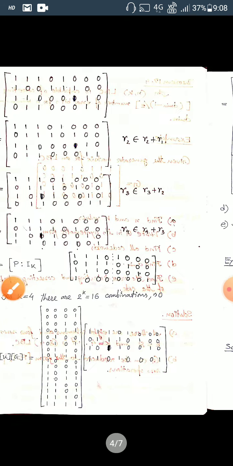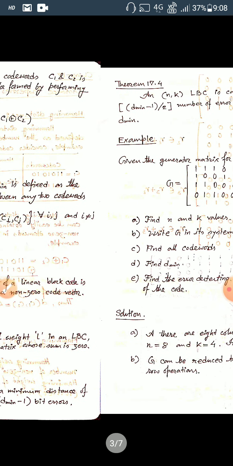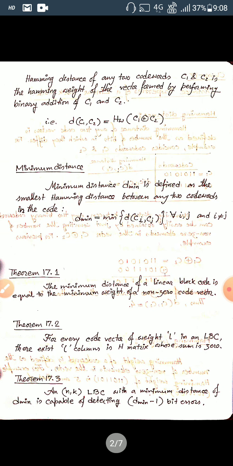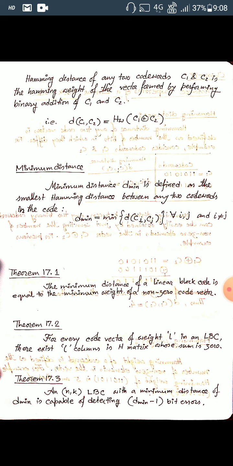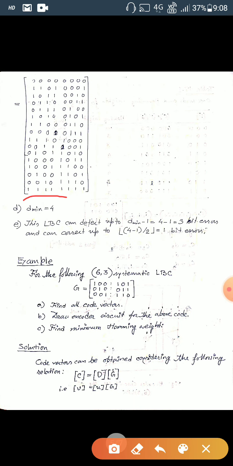So by identifying the minimum weight for each individual code word, you can also identify what the d min will be. And the theorem, as I already told you, this one is Theorem 17.1: the minimum distance of a linear block code is equal to the minimum weight of a non-zero code word vector. Here non-zero means the code word whose every term is 0 should not be considered. So in this way you can identify the value of d min.